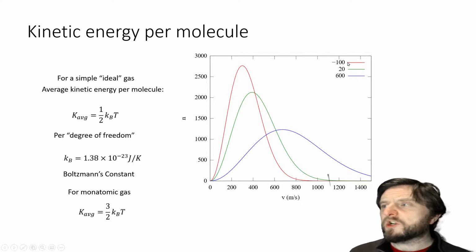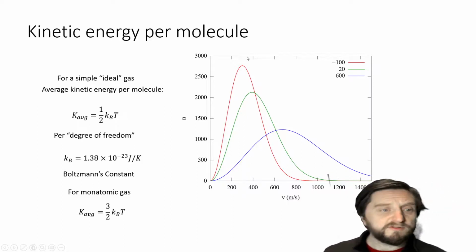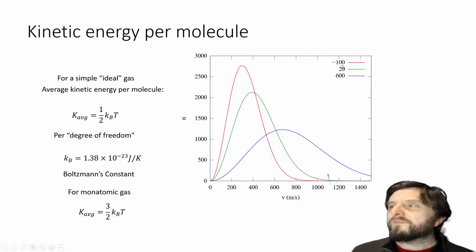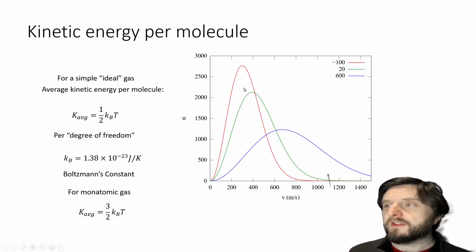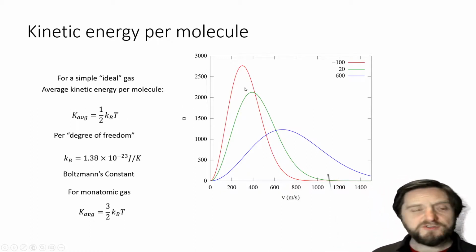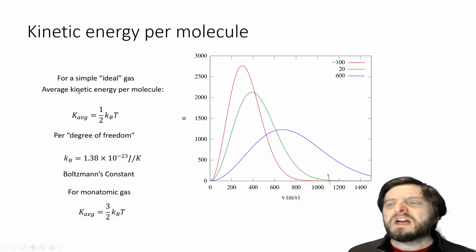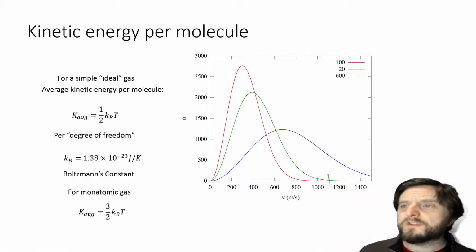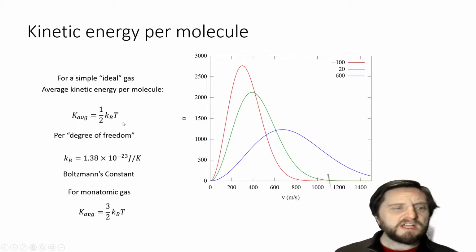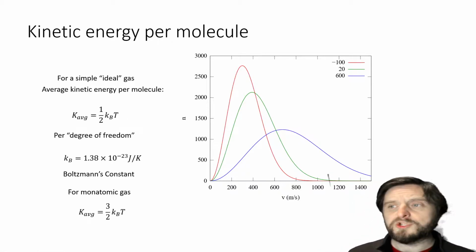So the red one is cold, like minus 100 degrees. See, the average velocity here is around 250 meters per second. As the temperature increases, that distribution changes. You get a wider spread of velocities, and the peak velocity, or the average velocity, increases. And so what he discovered was that the average kinetic energy of this distribution changes linearly with temperature.